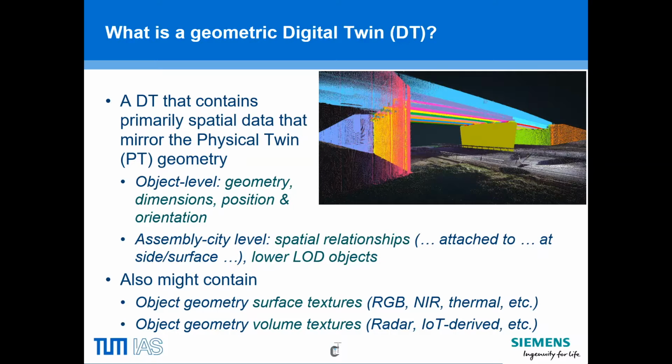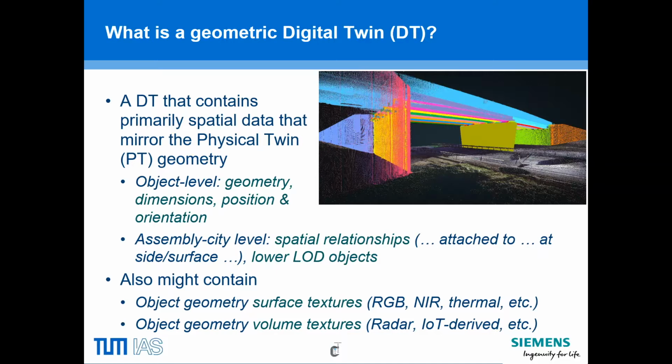Well, to make it very specific, at the object level, we're looking at the geometry of the physical object, any dimensions, position, and orientation. And if I go any direction up from the assembly level to the asset level, district, city level, what I'm really looking at is adding more and more relationships at various levels as I'm going up. Okay? And of course, I could have lower detail objects as I'm going up that scale.